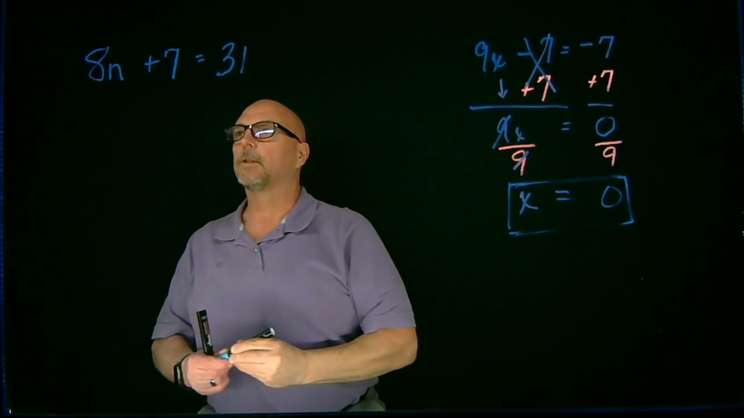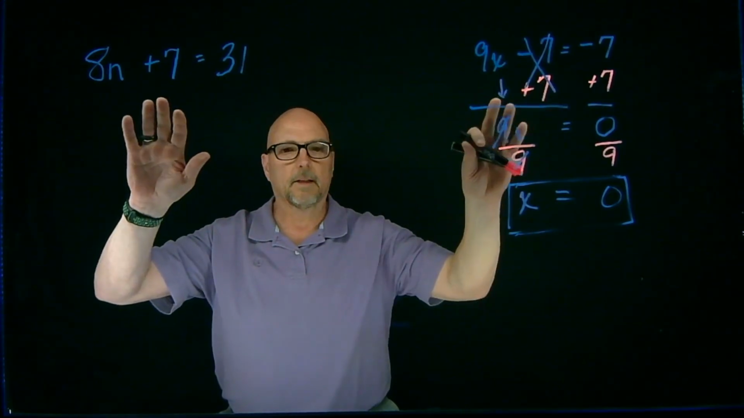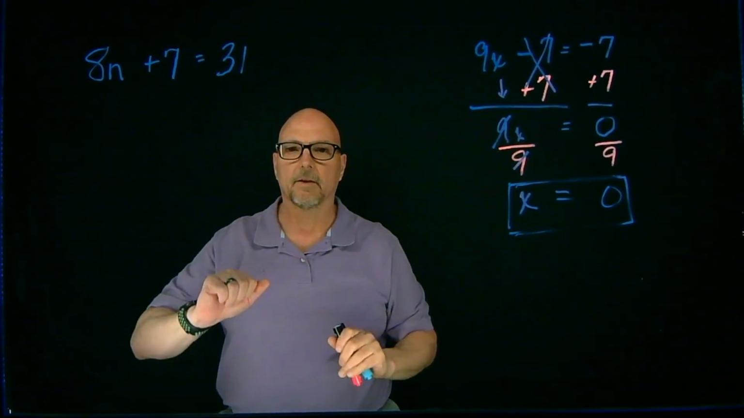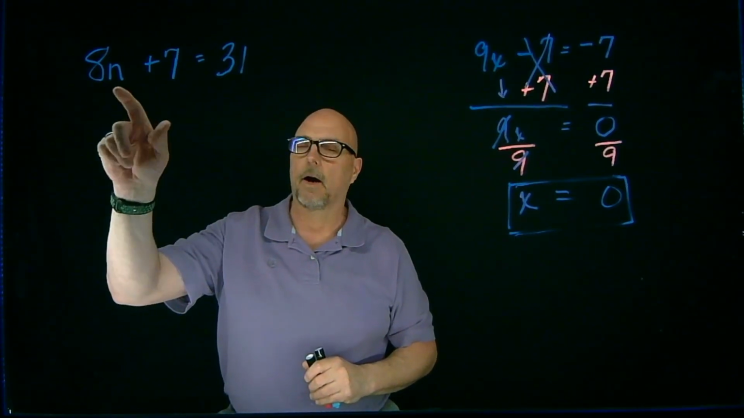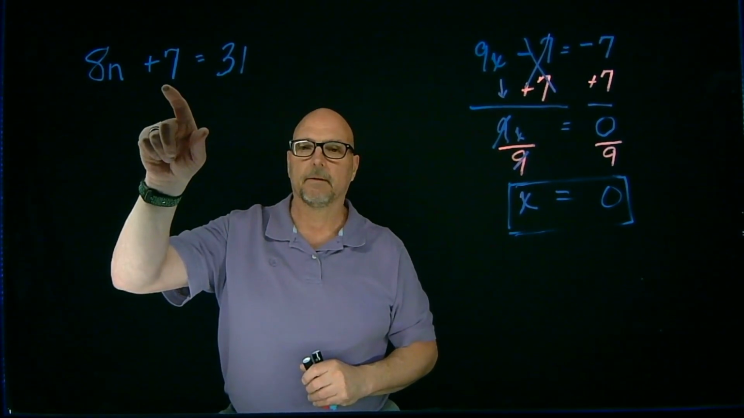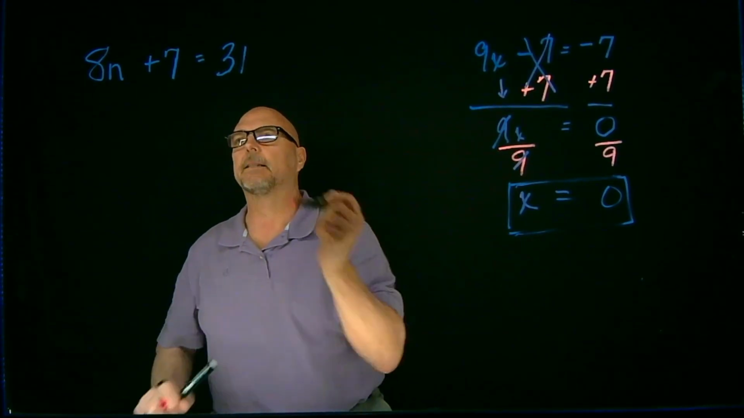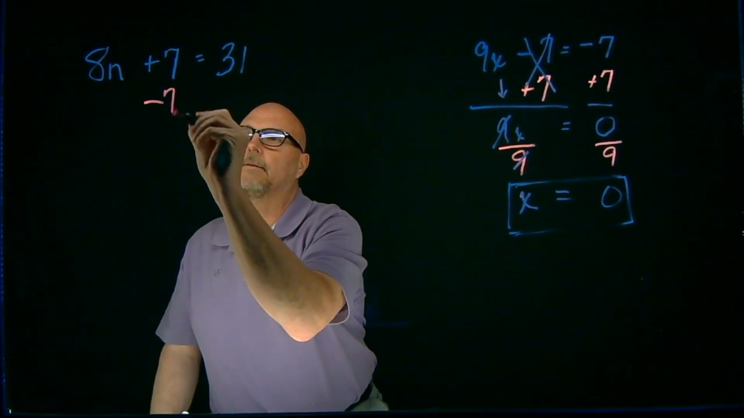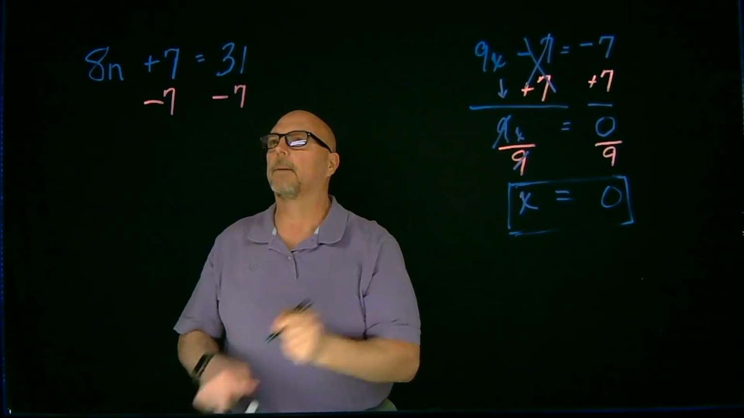So the other one I would change or check is this one over here. Very similar pattern. You're looking for patterns. Mathematics is all about the recognition of patterns. So I want to isolate this variable term, this 8n. So I have to get rid of plus 7. The opposite of plus 7 would be minus 7. So minus 7, minus 7. That is the first step in this.